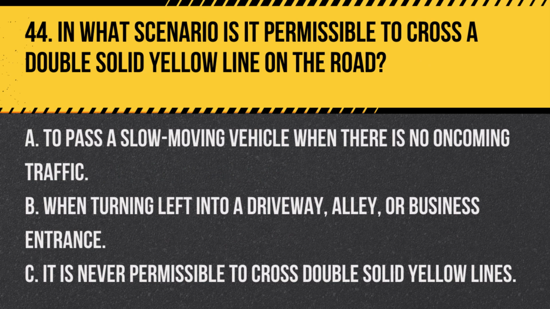A. To pass a slow-moving vehicle when there is no oncoming traffic. B. When turning left into a driveway, alley, or business entrance. C. It is never permissible to cross double solid yellow lines. Answer: B. When turning left into a driveway, alley, or business entrance. This is an exception to the rule against crossing double solid yellow lines.